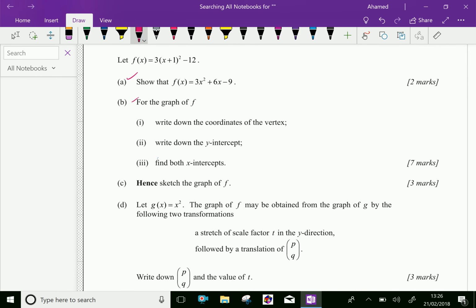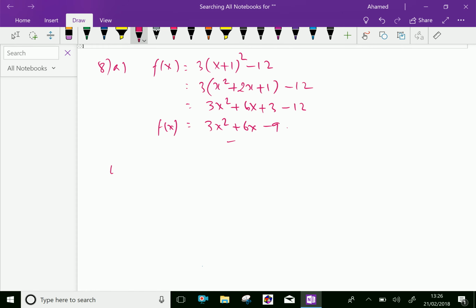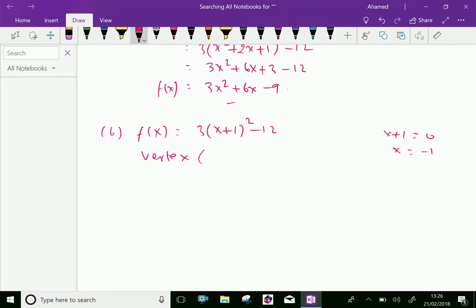Second question, B. For the graph of f, write down the coordinates of the vertex. Here f of x is given as 3 into x plus 1 whole squared minus 12. For the vertex of the graph, put x plus 1 equals 0, therefore x equals minus 1. Therefore the vertex is minus 1 and minus 12.